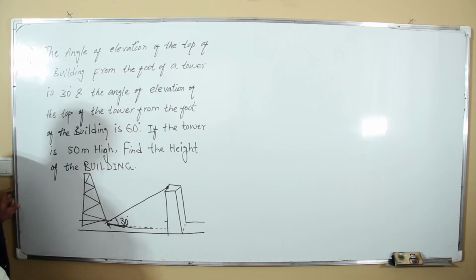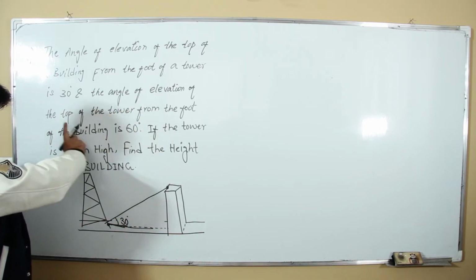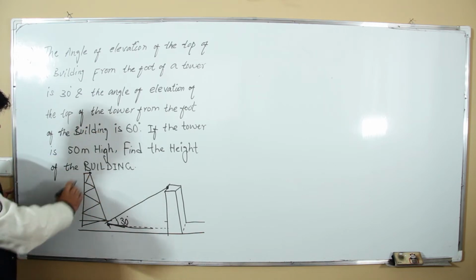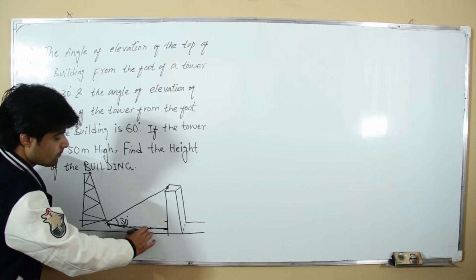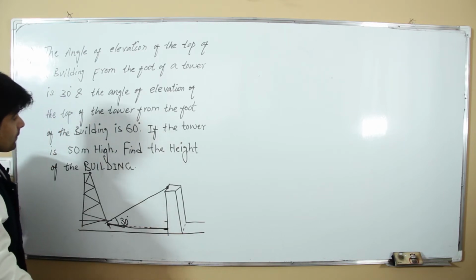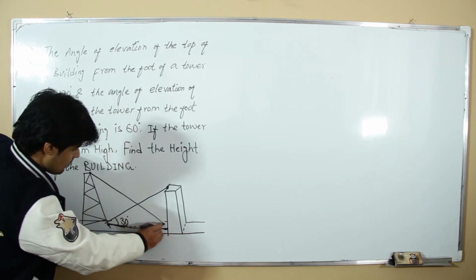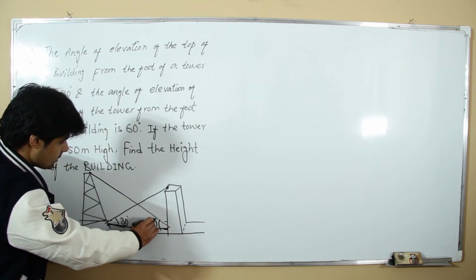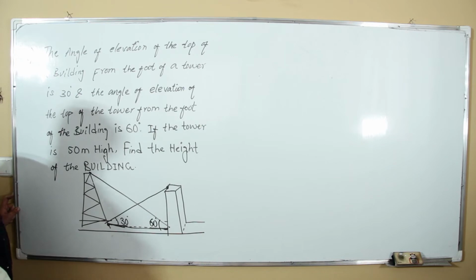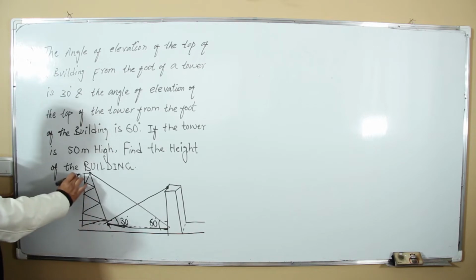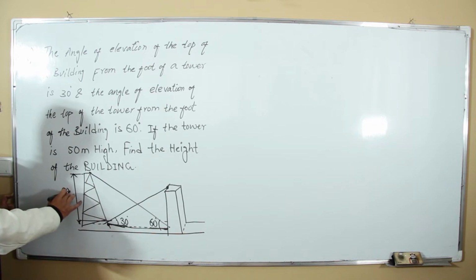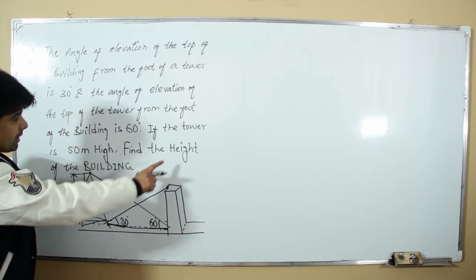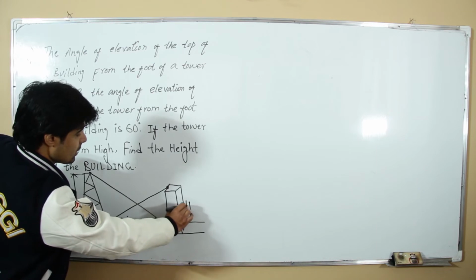First one. Second, the angle of elevation of the top of the tower. This is the top of the tower. From the foot of the building, this is foot of the building. Am I right or not? Yes. It is 60 degrees. This angle is 60 degrees. If the tower is 50 meters high, this edge is given. This one is given 50 meters. Now, you have to find the height of the building, which is h.